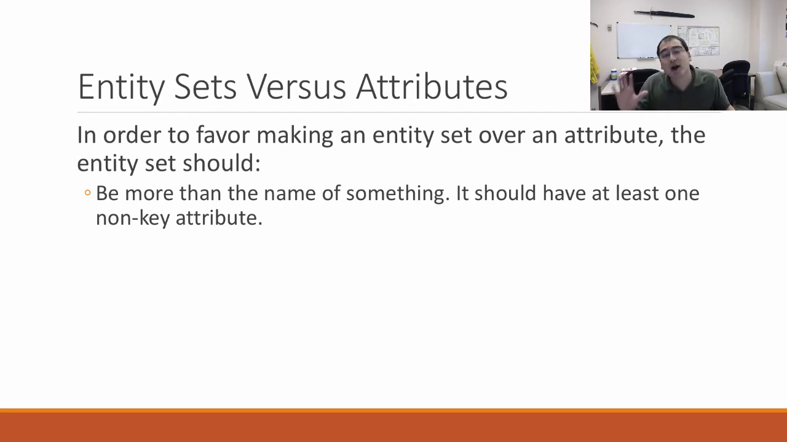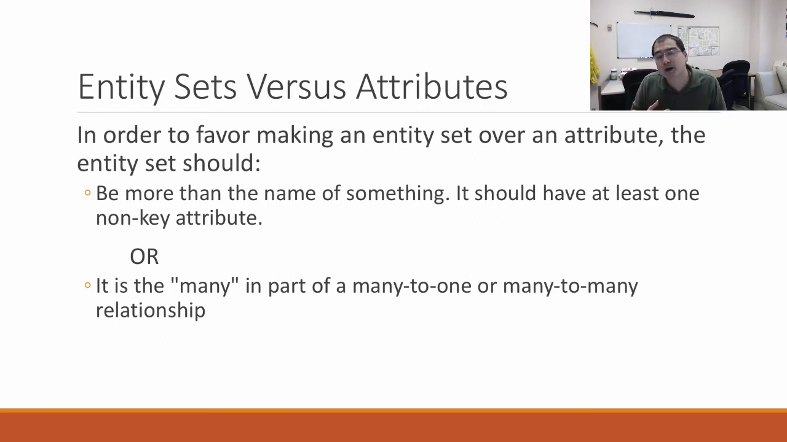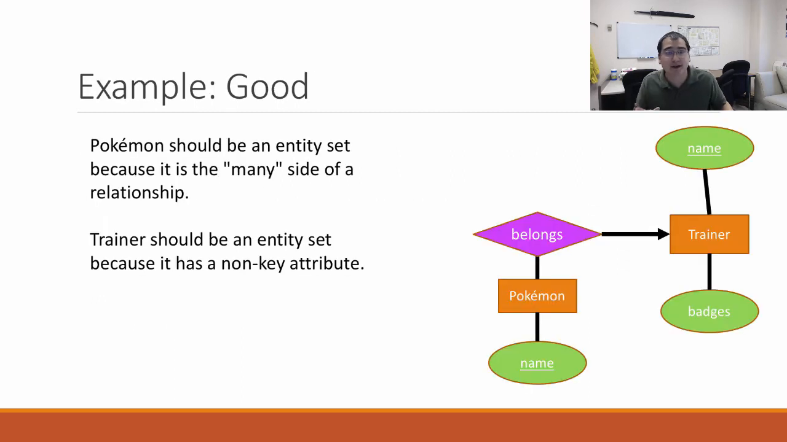Okay? The other rule for when something should be an entity set is if it is part of a many-to-one or a many-to-many relationship, meaning that this particular thing could have multiple relationships with other things. And so in which case, making an entity set makes sense. So let's give some examples. So once again, here is a good example. And we're going to look at the two entities here and make sure they should be entities and not attributes.